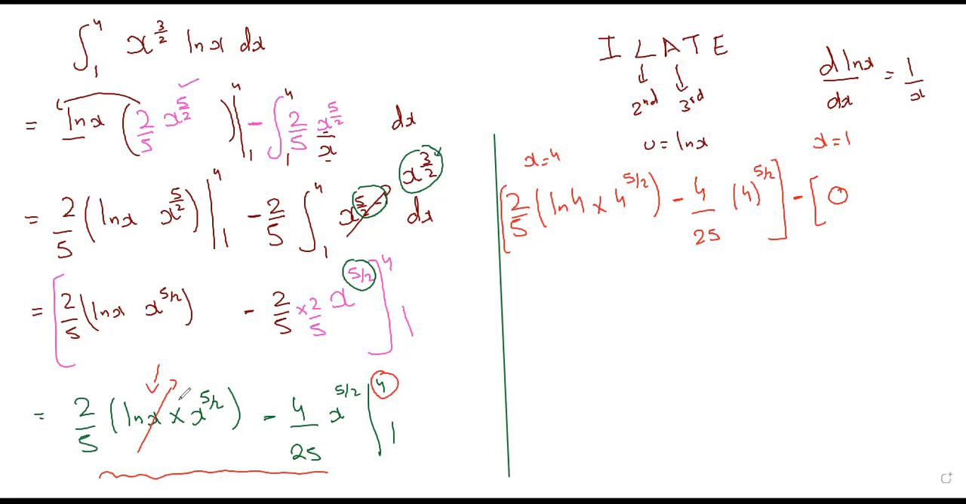Yes. Okay. And then I have this one. So this would be minus 4 by 25. 1 to the 5 by 2 is not necessary, but let's just write it down. So this is going to give me 17.77. This is going to give me minus 5.12, and minus into minus will give me plus 0.16. And now when I add this up, I will get 12.81 as my answer.